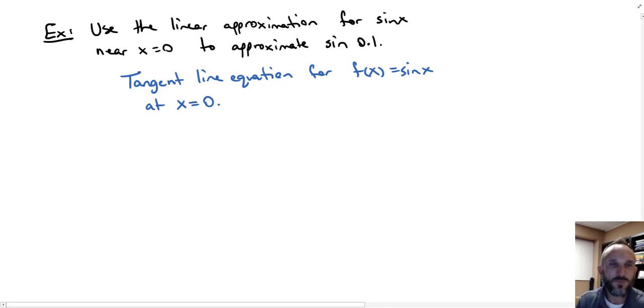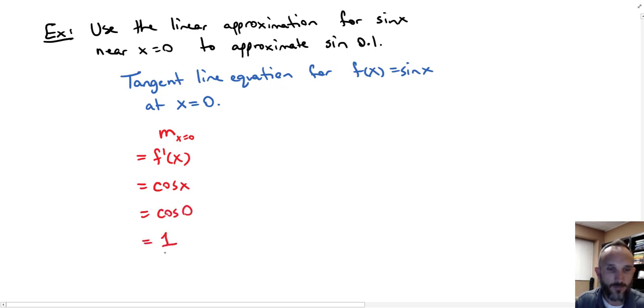Okay, so to get the tangent line equation, we need the slope of the tangent line first. So m is going to be f prime of x, right? That's how you do the slope of the tangent line. f of x is the sine of x, so the derivative of that is the cosine of x. And so we want the slope at x equals 0, so maybe I'll just put a subscript of x equals 0 on there. We need to evaluate this at 0, and the cosine of 0 is 1. So the slope of our tangent line is 1.